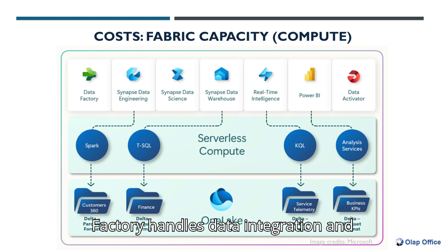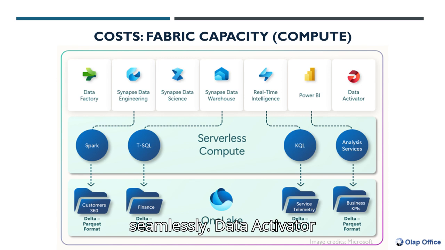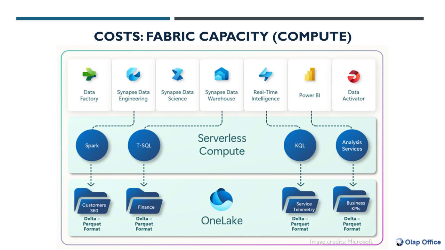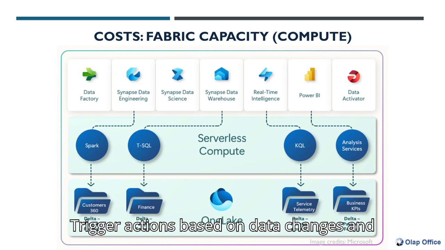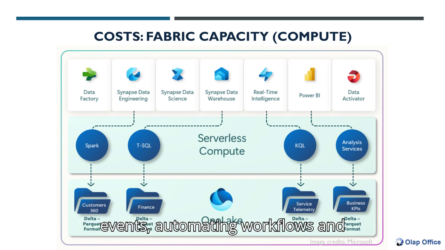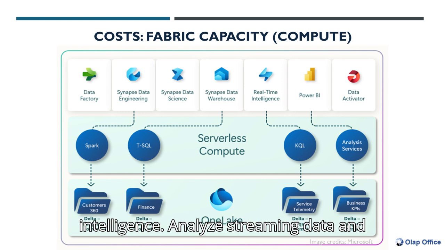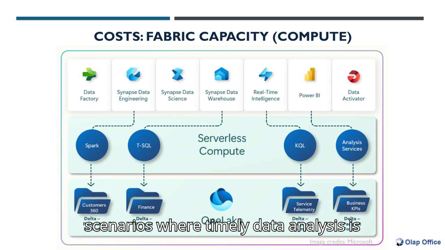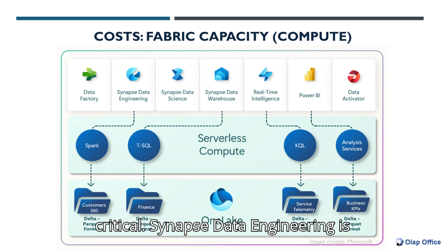Data Factory handles data integration and orchestration. Create, schedule, and manage data pipelines to move and transform data from various sources seamlessly. Data Activator Reflex enables real-time data activation. Trigger actions based on data changes and events, automating workflows and processes effortlessly. Real-time intelligence. Analyze streaming data and gain insights in real time. Perfect for scenarios where timely data analysis is critical.